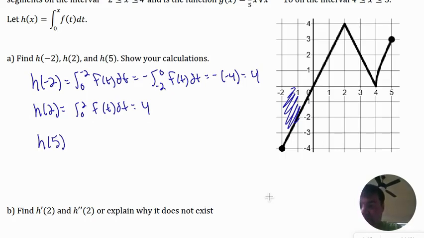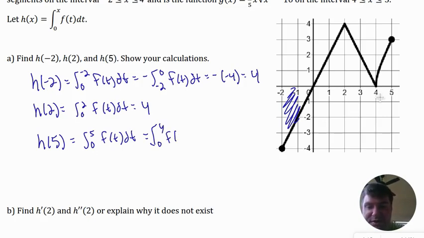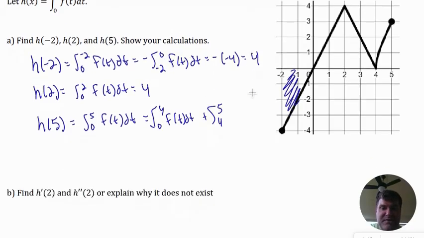h of 5. It's the integral from 0 to 5 of f of t dt. Now, when we look at this one, we can use geometry to find the area here from 0 to 4. That's not an issue, but the issue is going to come with the 5 to 4 part. So I'm going to split this up as an integral from 0 to 4 of f of t dt plus the integral from 4 to 5 of f of t. And if you remember, that's actually what that g of x is right there.